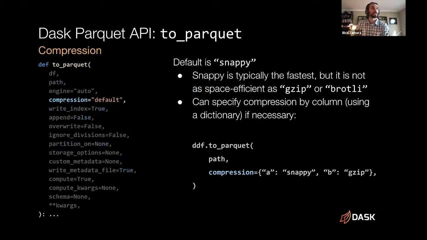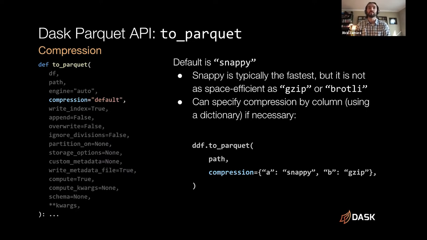So first of all, compression. The default compression, I think when you read the docs, it says it depends on the backend, but it is generally just Snappy. Snappy is typically a pretty fast option. It's not always the most space efficient, and there might be faster options, right? So this is something you can play with.